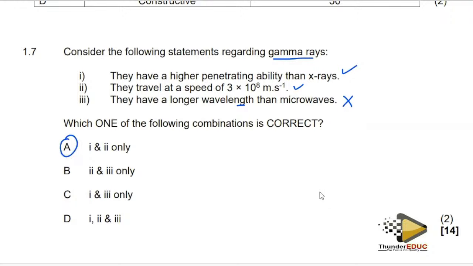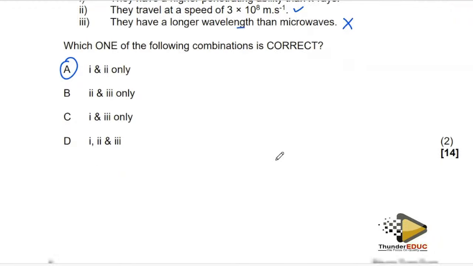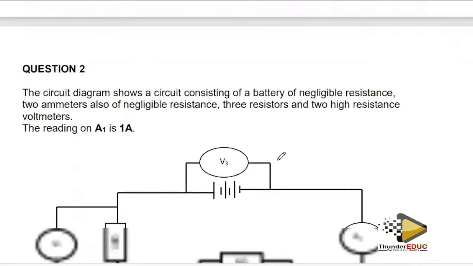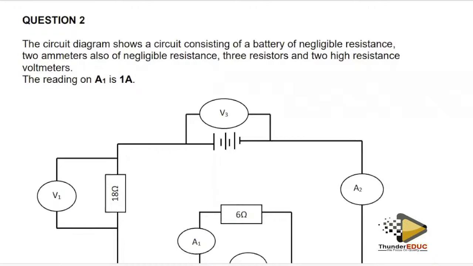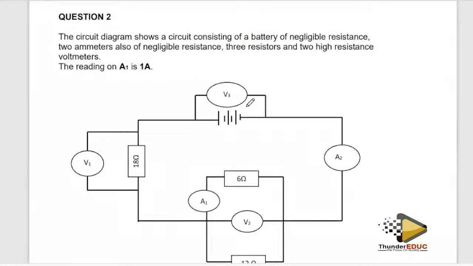So guys, that was question number 1. Let's look at question number 2. They're telling us a circuit diagram shows a circuit consisting of a battery of negligible resistance. We have 2 ammeters also whose resistance can be ignored. Then we have 3 resistors and 2 high resistance voltmeters. What is relevant is that the reading of A1 is 1 amp. So the current here is 1 amp for the 6 ohm resistor.